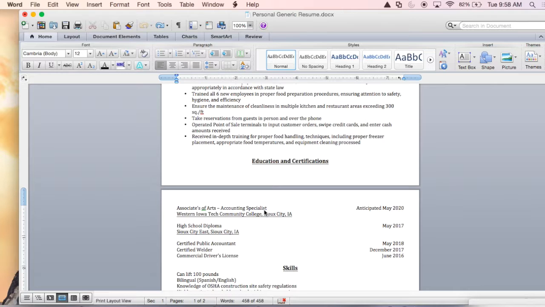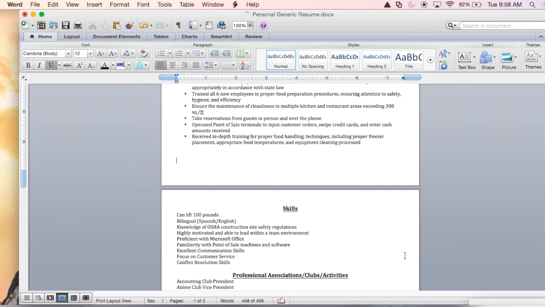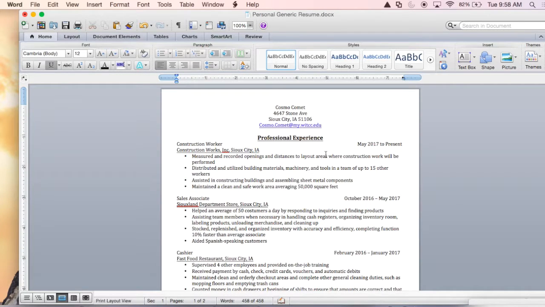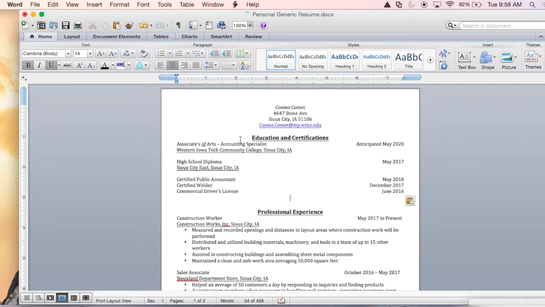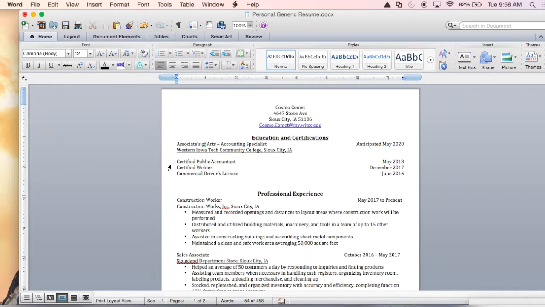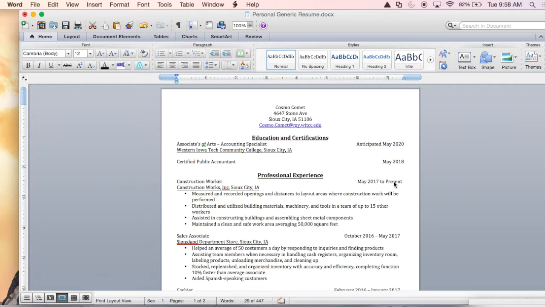In our example, the student is in the process of earning an accounting degree. This is one of the things that the student wants to make sure the employer sees right away, and therefore we are going to move the education and certification section to the top of the resume. I am also going to remove the high school information and the certified welder and commercial truck driver license information, as these two certifications are not as applicable to an accounting job. However, certified public accountant will be remaining on this resume.